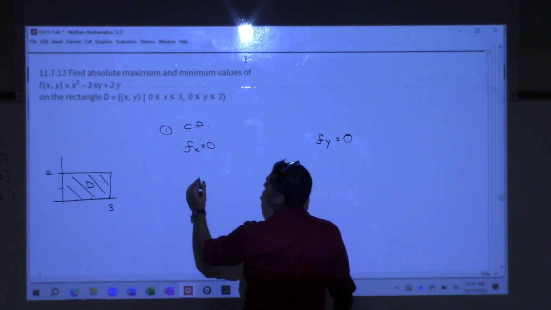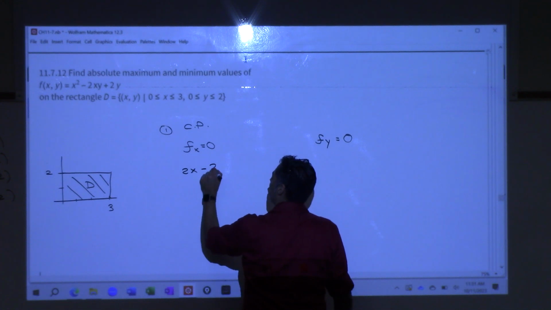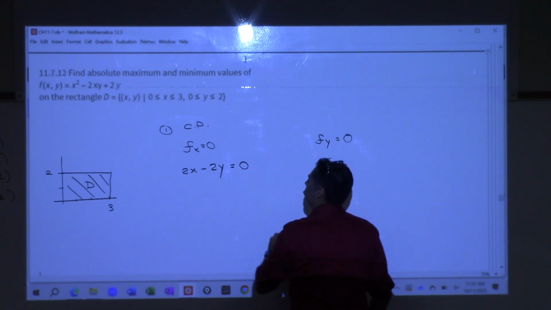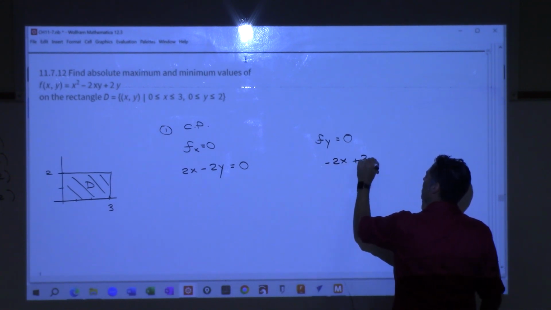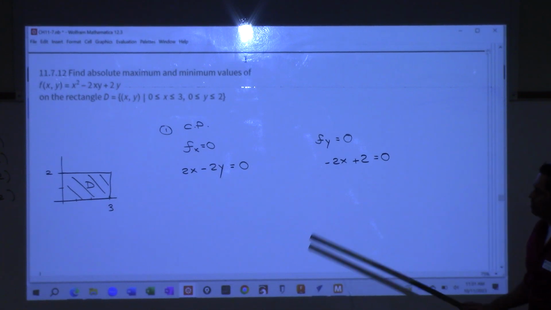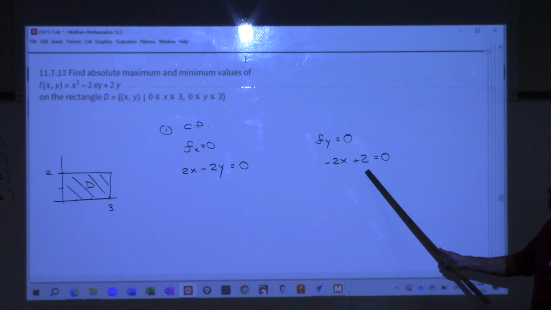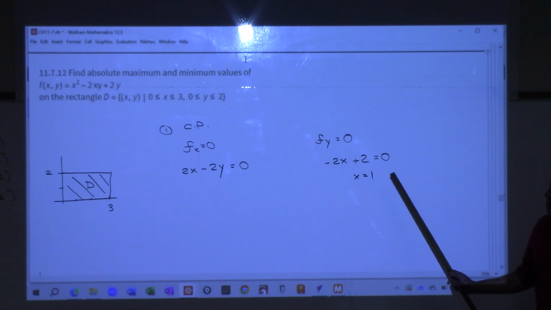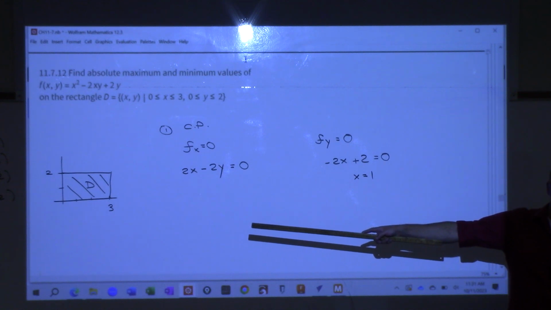Partial with respect to x is 2x minus 2y. That it? Yeah? Equals 0. Partial with respect to y is negative 2x plus 2. Set that equal to 0. Solve those. Well, this one you can solve, right? This one is what? X is 1? You solve that, that's x is 1. And once you know what x is, you can go back over there and solve that one for y, can't you? Okay.